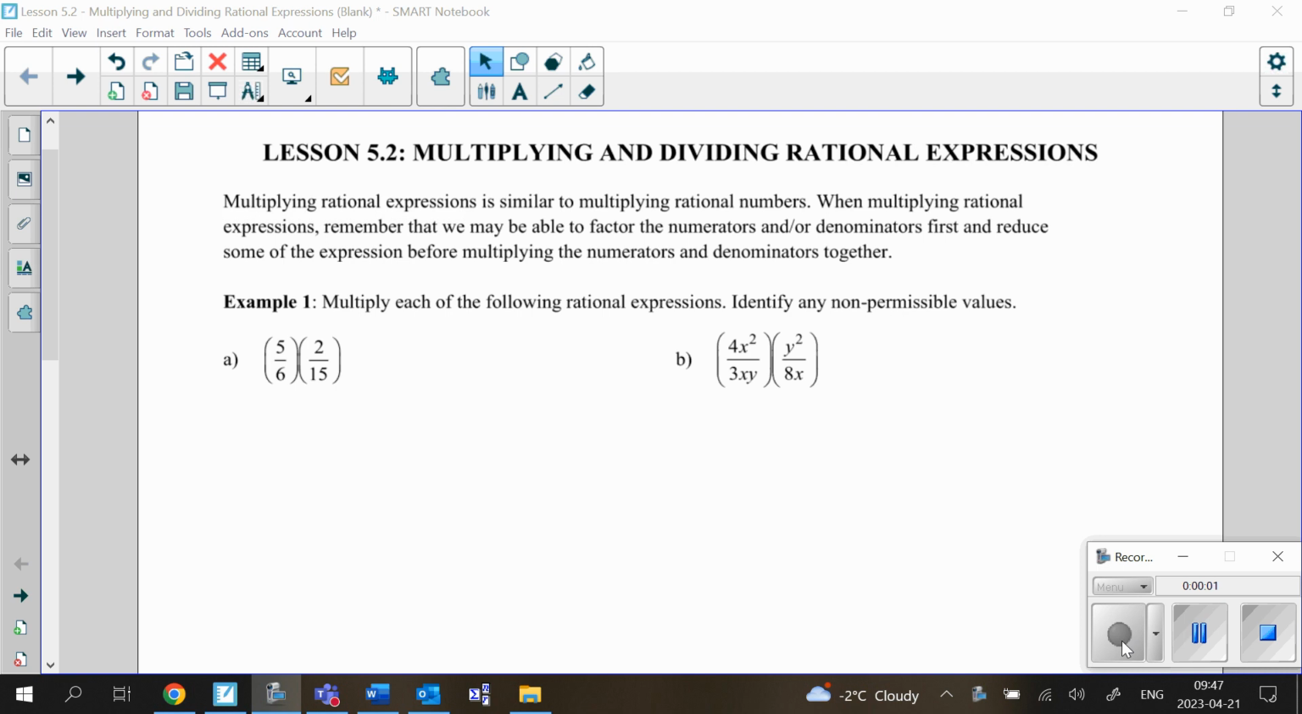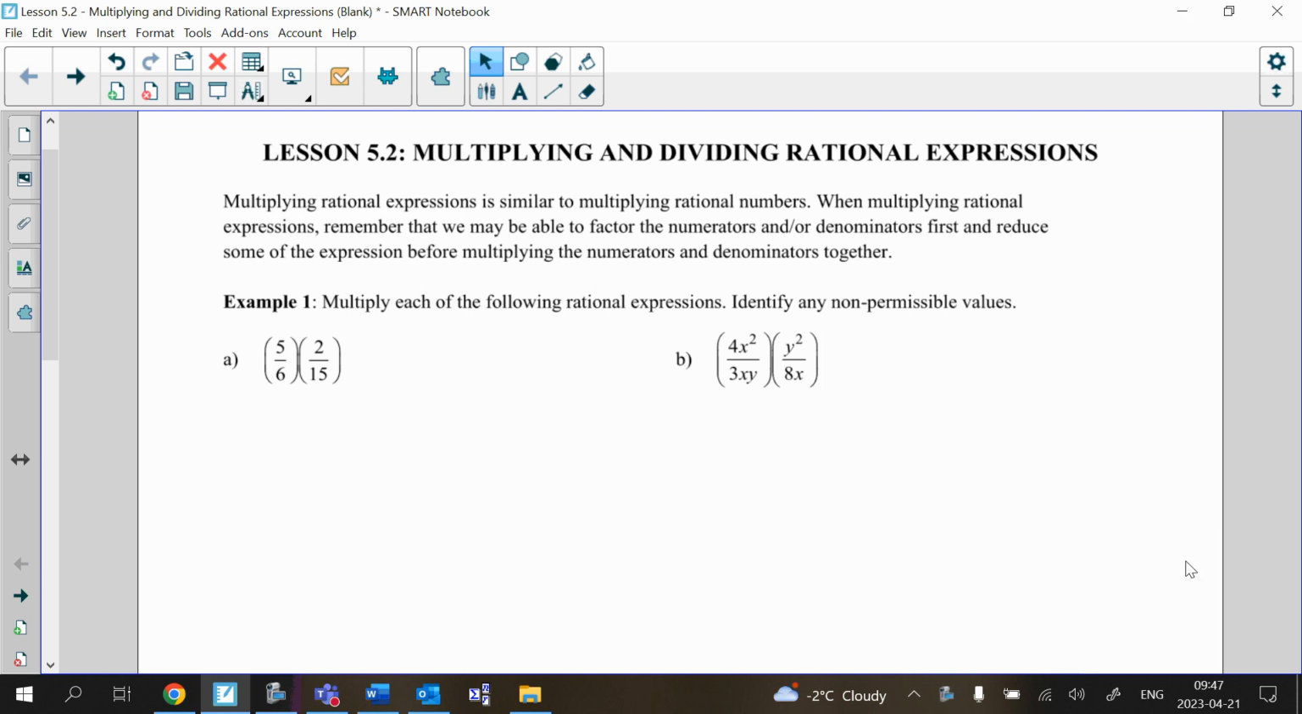Talking about rational expressions, which really means the same thing as algebraic fractions. We talked about how to reduce them, like you used to reduce numerical fractions. Now we're going to talk about how to do the 4 operations with rational expressions or algebraic fractions. And it's just very similar to what we did with numerical fractions when you learned them in previous years. So let's look at multiplying first.